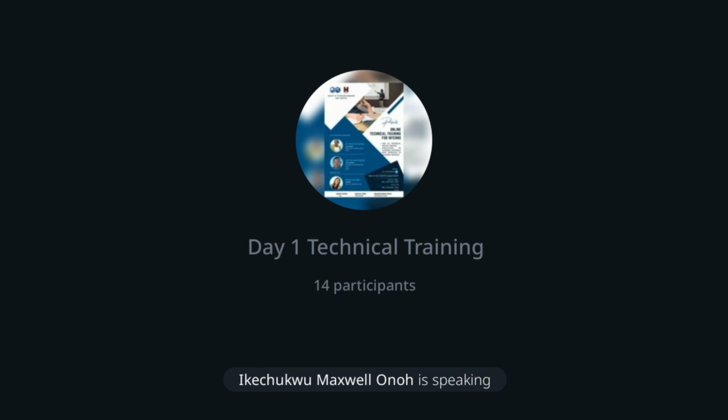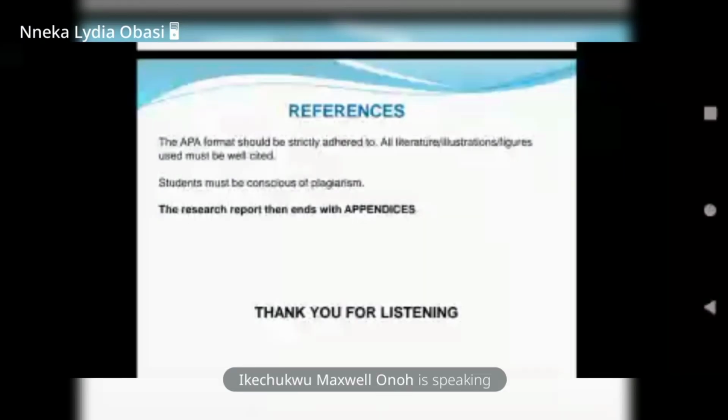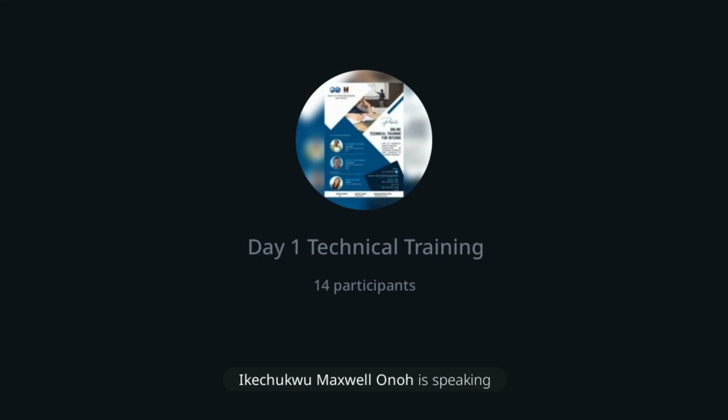Finally, the research report ends with appendices. For us in engineering, because you must go to the lab to do experiments, there must be appendices. You are not expected to put all your research in the body of your report. You bring in the important ones, and in the appendices, you should be able to show us all the experimental results for each of the experiments you carried out with respect to your research study.